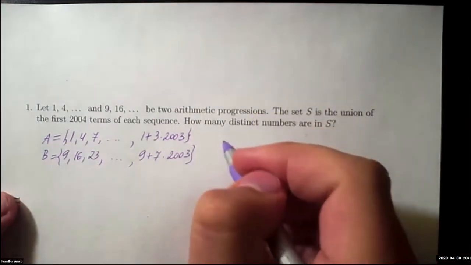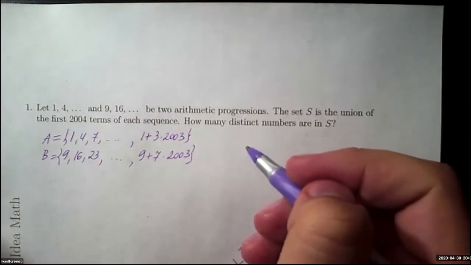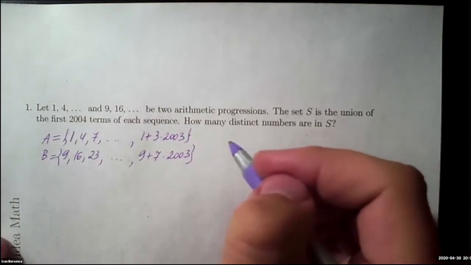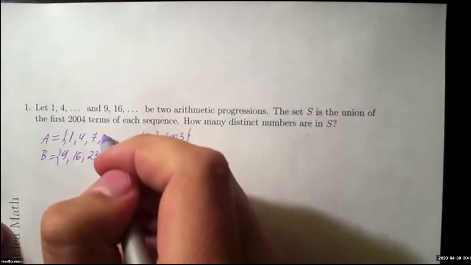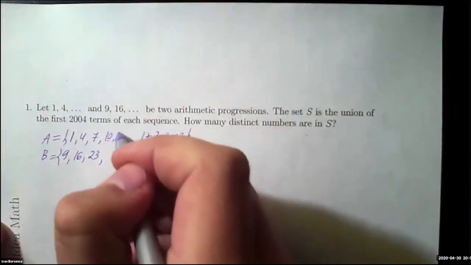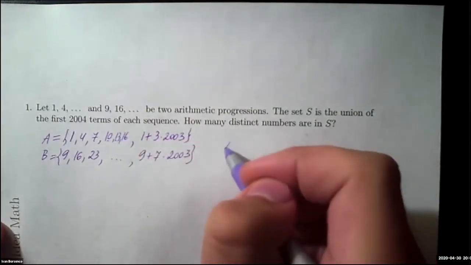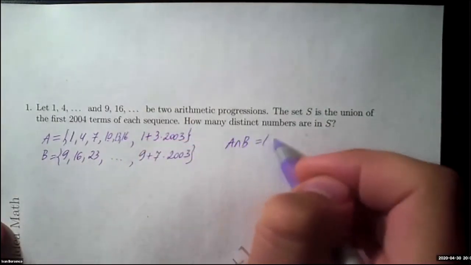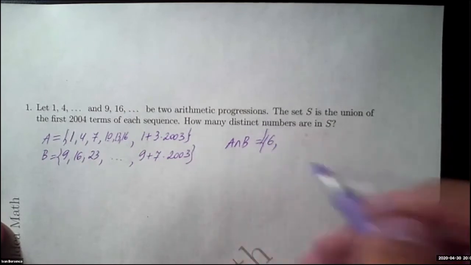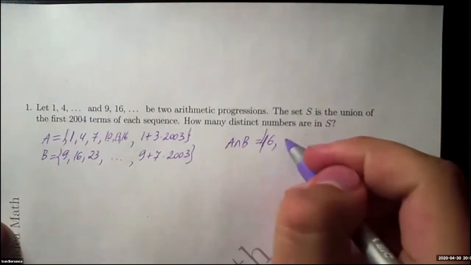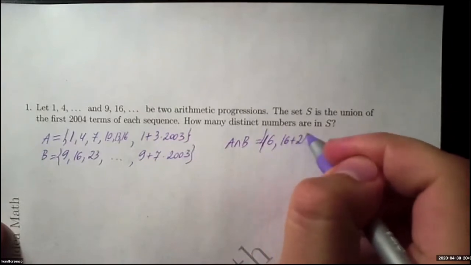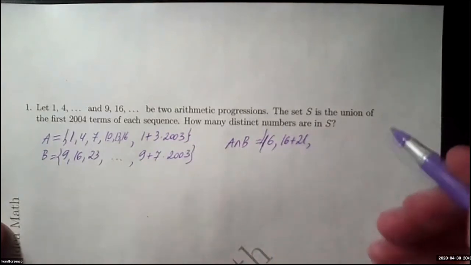So what's the first repeating number? 16, right? Because if we write a few, we will get 16. So we want to find their intersection. The first one is 16, yes. And then after that, then what? This number goes every time by 3, and the second one goes every time by 7, right? So 16 plus 21. Yeah, so that's their least common multiple.